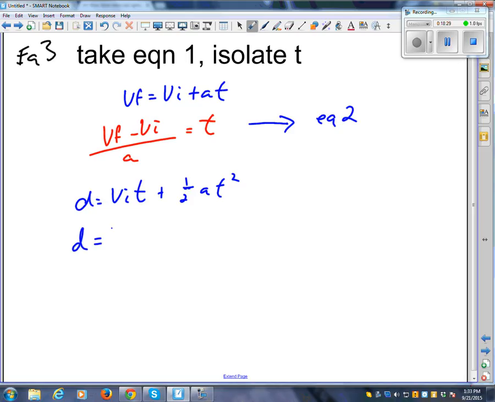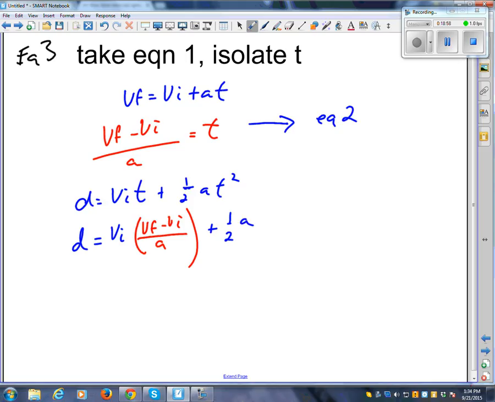D equals VI, what's the red value of t? VF minus VI all over A. So I took VF minus VI over A equal to t, and plugged it into that t right there. And then I'm going to write plus 1/2 of A, and now the t again, VF minus VI all over A, and I'm going to square it. I'll just pause there and let you look at that.